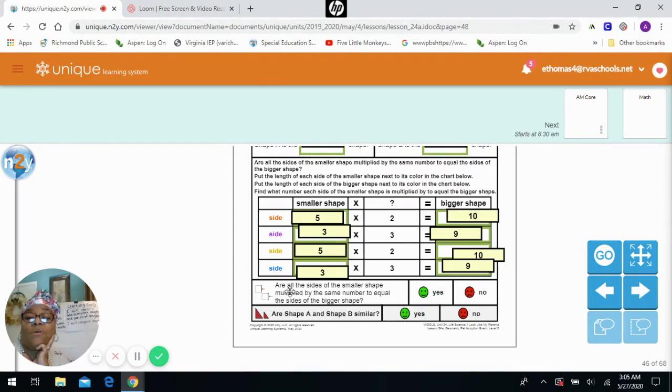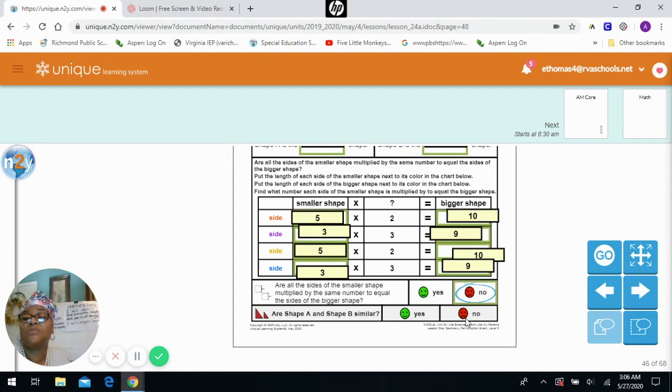Okay, so are all the sides of the smaller shape multiplied by the same number to equal the size of the bigger shape? I would say, let's see. No, they are not. Because you have a 2 and 3, so they are not all multiplying by the same number. So are shape A and shape B similar?